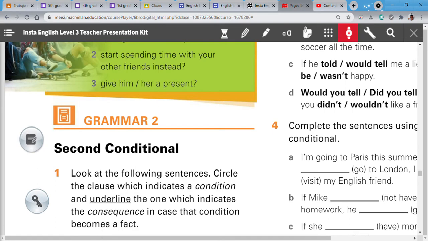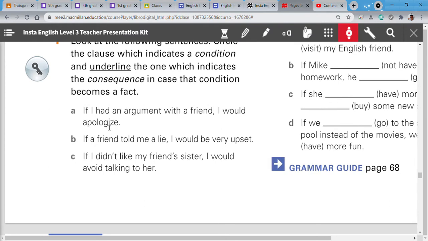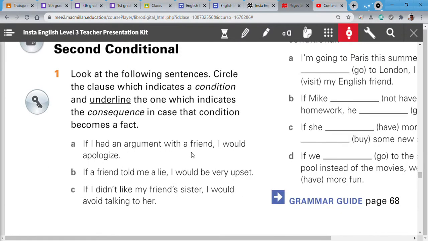Now let's see here. I have the rules. I mean, listen. If I had an argument with a friend, I would apologize. Look here, the verb in the past. I told you: if I had an argument with a friend, comma, I would. So in this case, would is necessary for the conclusion. I would apologize. It's like, for example, si un amigo y yo discutimos o discutiéramos, yo me disculparía. So that's the idea.